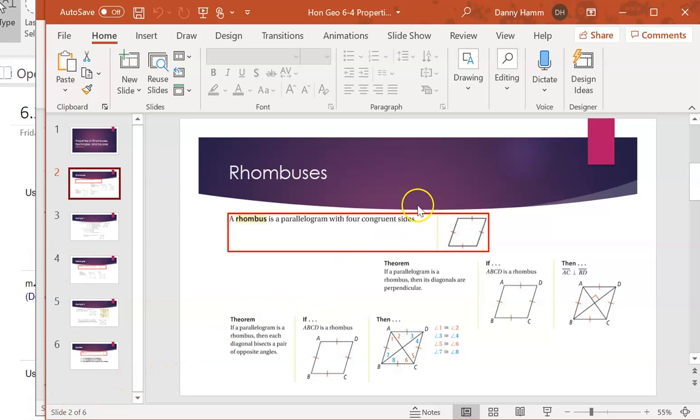All right, we are jumping into section 6.2 and 6.4. We're looking at properties of different polygons. So we're looking at a rhombus here. And definitely go and check out these PowerPoint presentations that have all of this information.